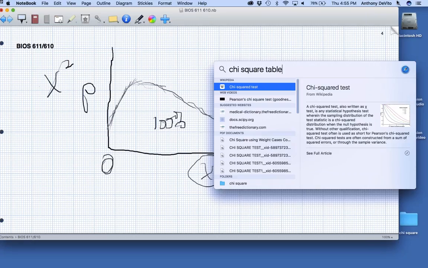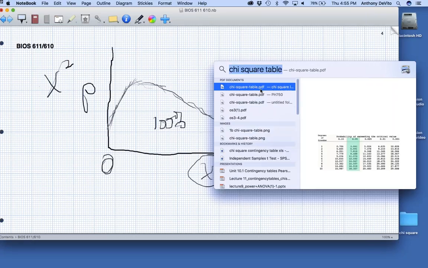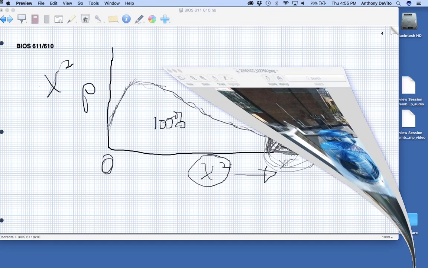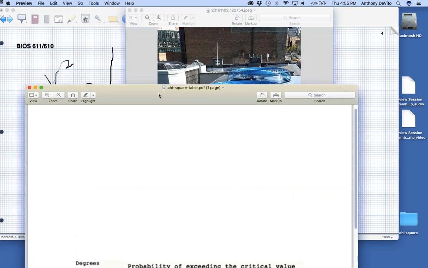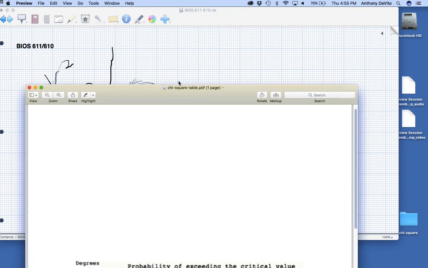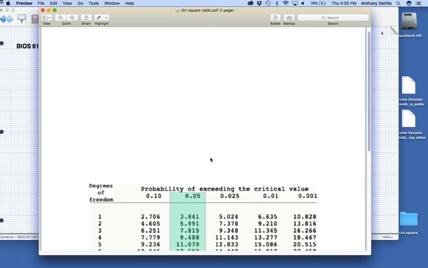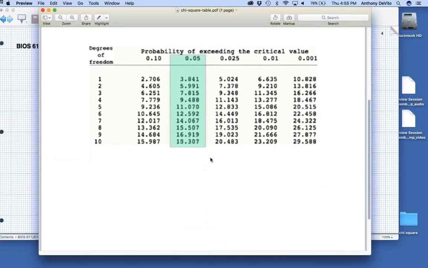Square table. Here we go. Let's take a look at what that table looks like. Oops, there's an evaporative condenser or a dry cooler or something. Okay, here we go. This is our chi-square table.